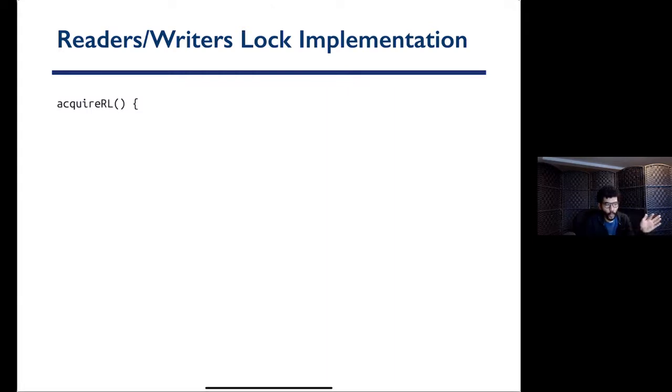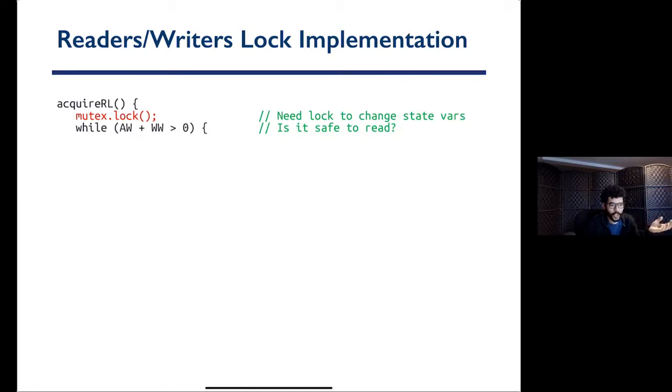So I will start with acquiring this as a reader. Now, at the beginning of our function, what should we do? We should lock the mutex. We want to change the internal state of our lock, so we use the mutex to make sure that this happens with mutual exclusion. Now we're going to check and see if there are any active writers or waiting writers. So if there are active writers or there are waiting writers, we're going to wait.